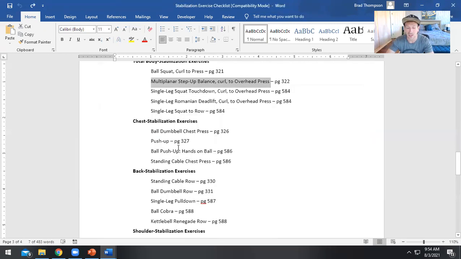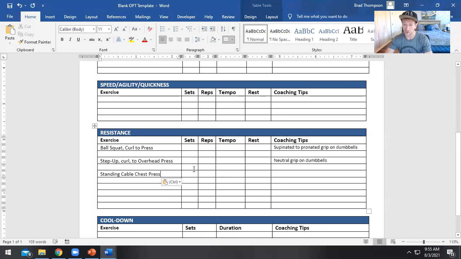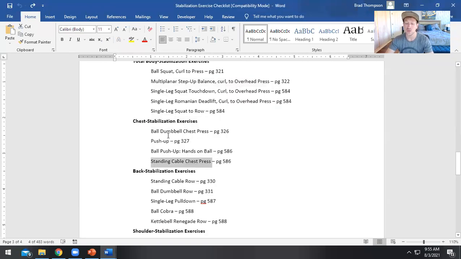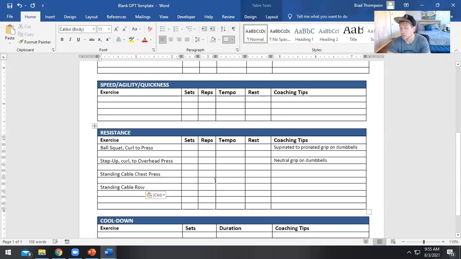And then I'm going to pick a chest exercise that is appropriate for my client. A ball dumbbell chest press, probably not super appropriate. A push-up, probably not super appropriate. But a standing cable chest press, great exercise that keeps your client on their feet. They don't have to get down to the ground. They don't have to get uncomfortable, right? And we'd be right there for a standing cable row, which would also be a really good upper back exercise.